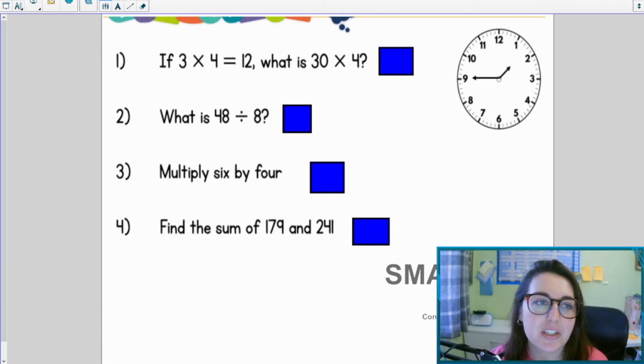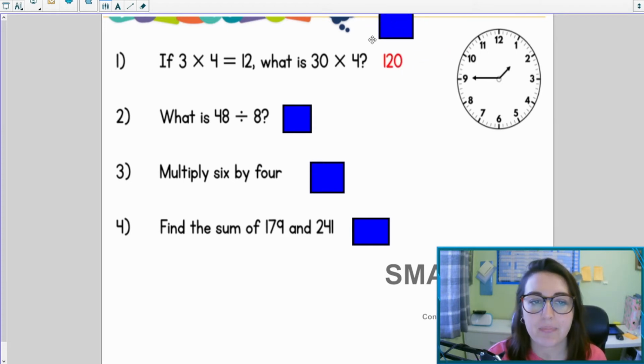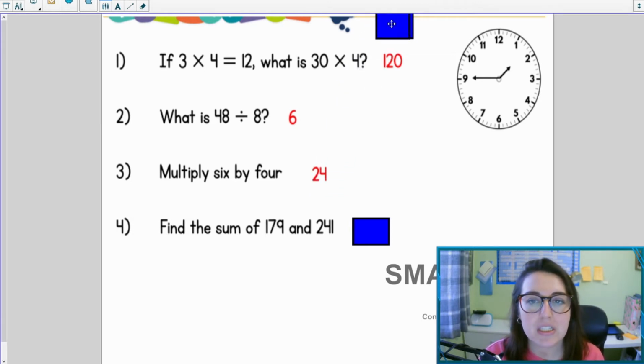Okay, so this first question is a little bit of what we're going to come on to today. But if I know that 3 times 4 is 12, what is 30 times 4? You're still timesing it by 4, but instead of doing 3 times 4, we're doing 30 times 4. So it's going to be 10 times more. So it's not 12, but 120. What is 48 divided by 8? That is 6. Multiply 6 by 4 is 24.